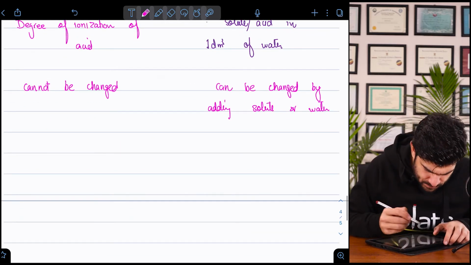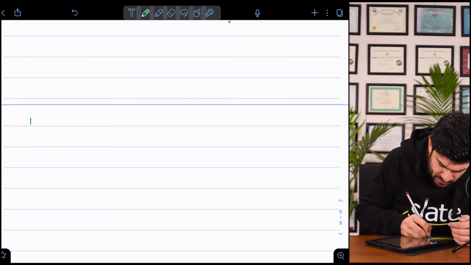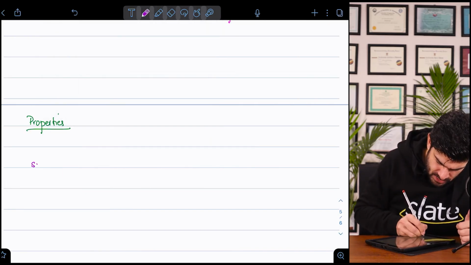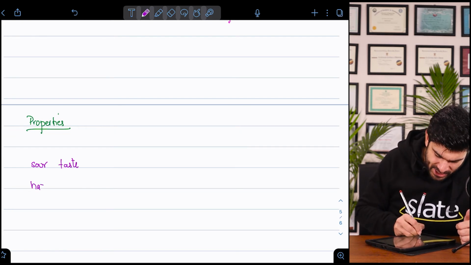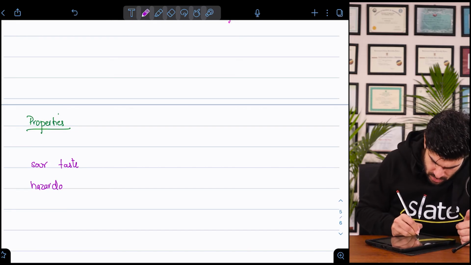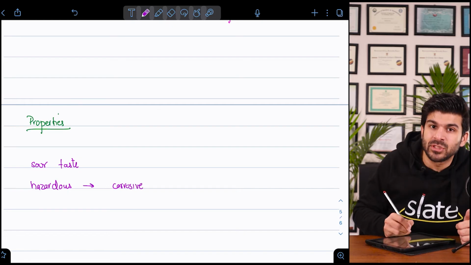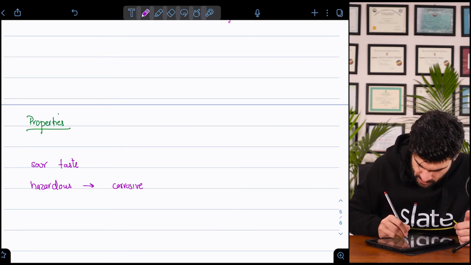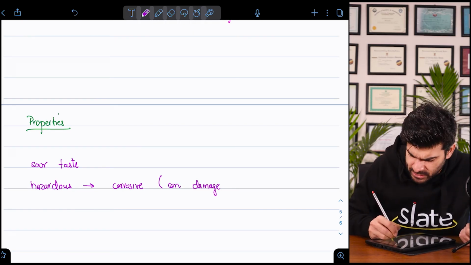What do we know about acids? Let's talk about the properties of acids. A, sour taste, as I said already. B, they're hazardous, which means they are corrosive. They can damage your skin or eye. They are irritants. They are corrosive. Acids can damage skin.